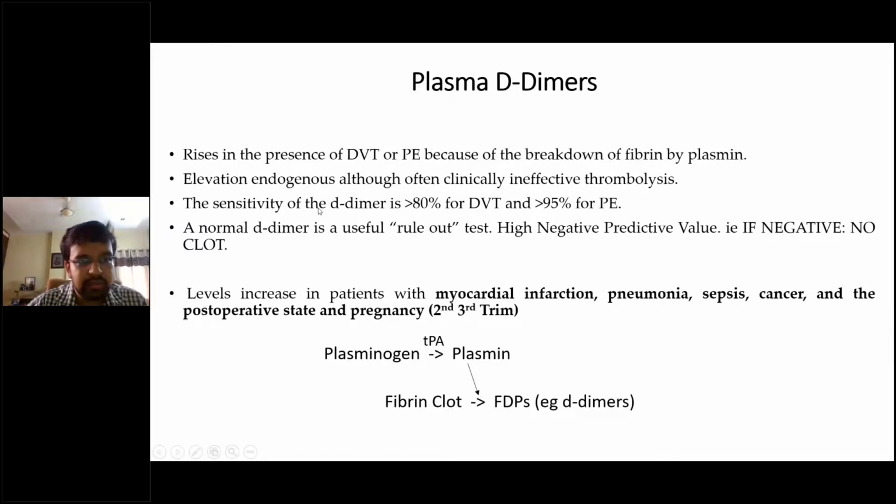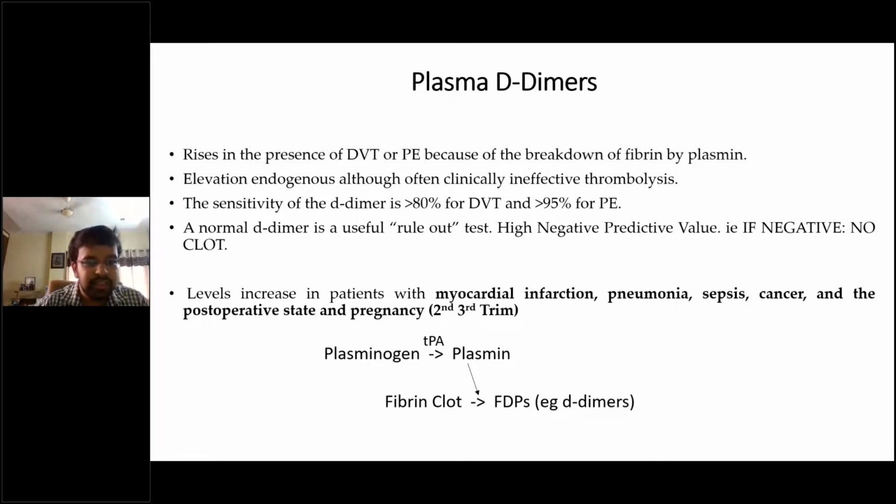And the D-dimer test also has something known as high negative predictive value. So what does this mean? It means that if the D-dimer test is negative, definitely there is no clot at all. So a negative D-dimer is very, very useful compared to a positive D-dimer. If the D-dimer is negative, we are sure that there is no clot, there is no pulmonary embolism. But if the D-dimer is positive, pulmonary embolism can be present or not present.